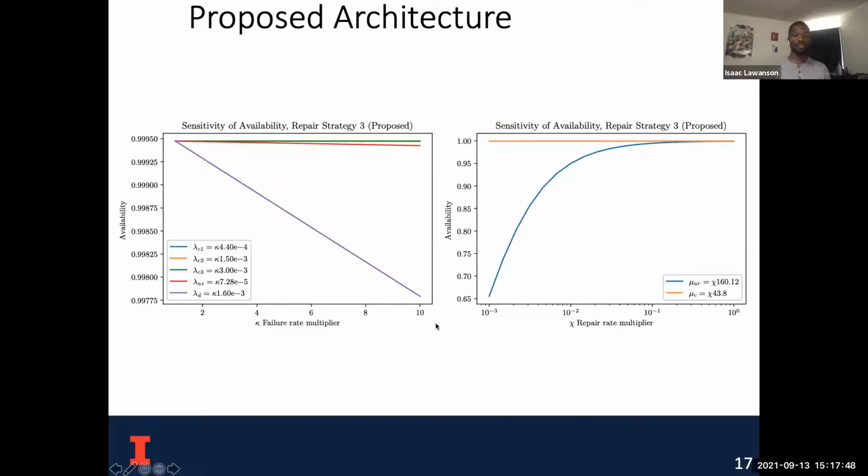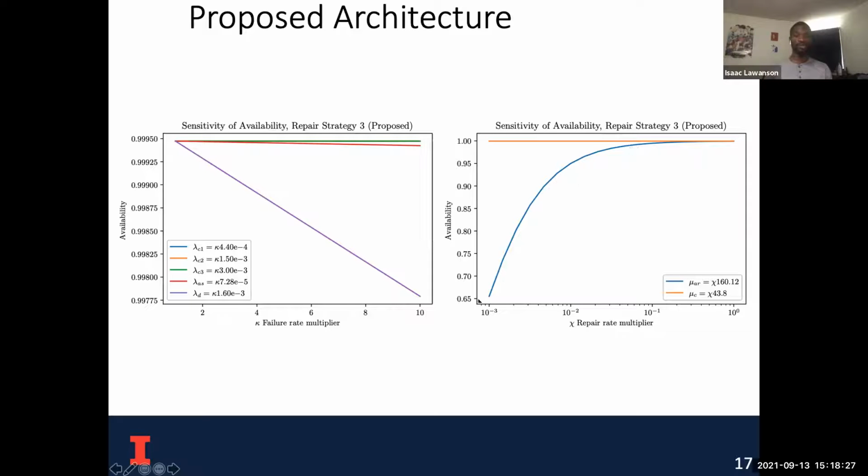For the proposed architecture, we only put repair strategy 3 because it looks exactly the same as repair strategy 1 and 2. And we see what we expect, where the diode has the most impact on the availability if it's increased by up to 10. And for the repair rates, we see that now the capacitor, even if we reduce the repair rate of the capacitor all the way to 10 to the negative 3 of that repair rate, it's still hovering around 1 because the capacitors are pretty much not failing compared to the active rectifier.